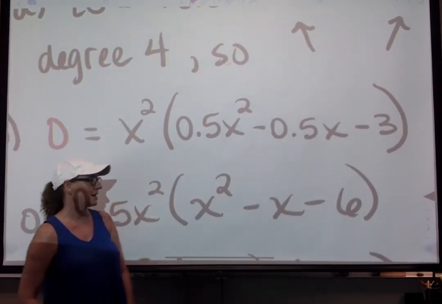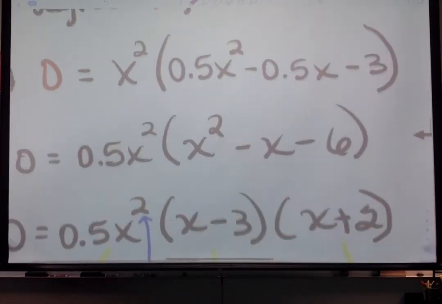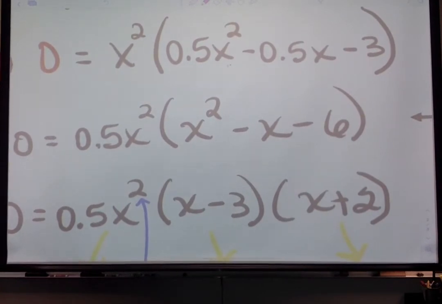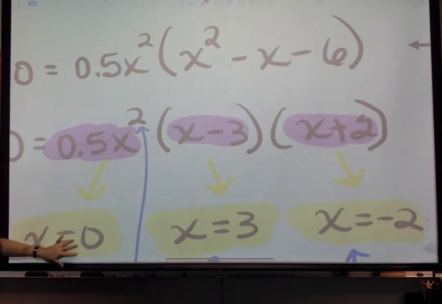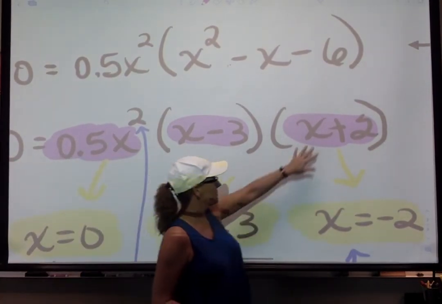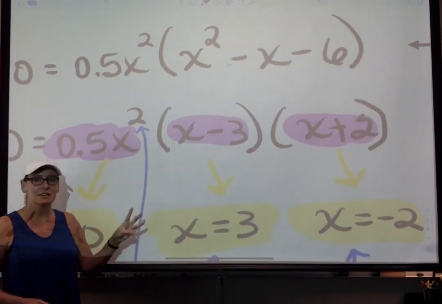Look at that pretty quadratic that I have left. That is so factorable. So here are my factors. This is a factor, this is a linear factor, this is a linear factor. I solve each piece. When I solve this piece, obviously x had to be 0. Solve this piece, positive 3. This piece, negative 2. I have 3 distinct zeros.